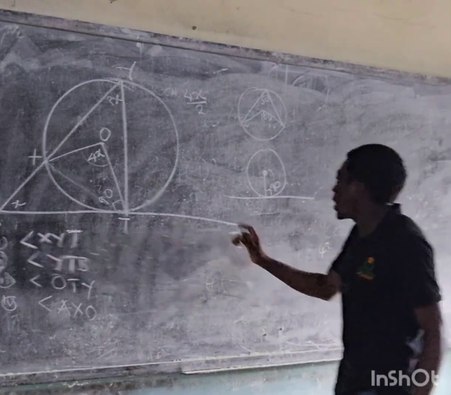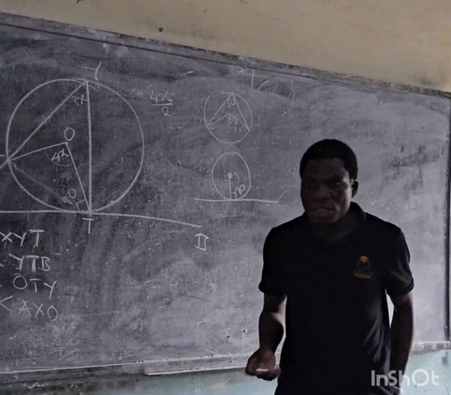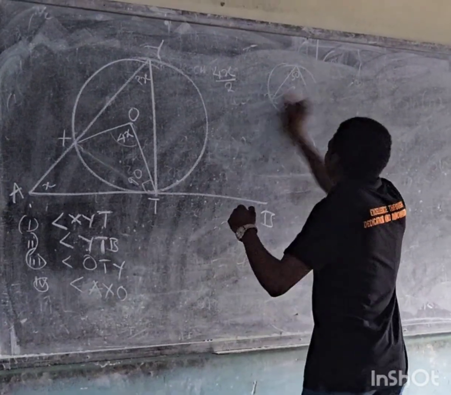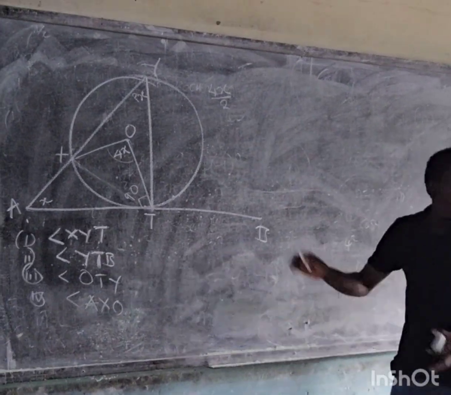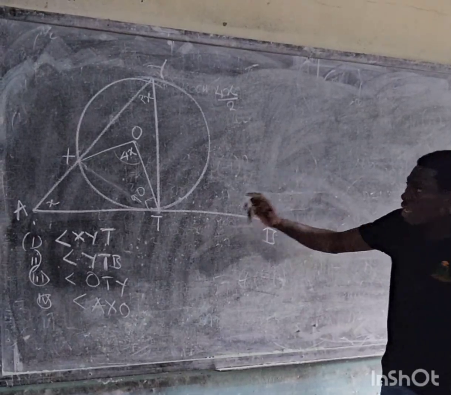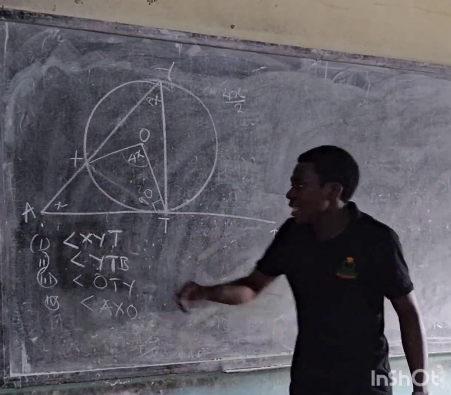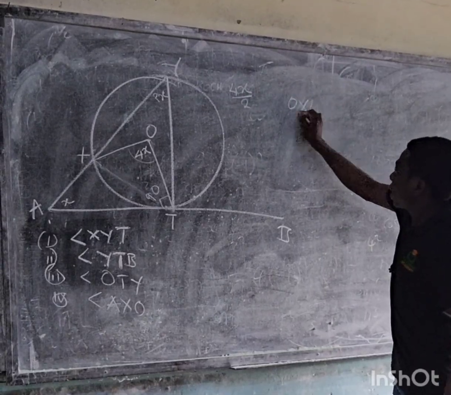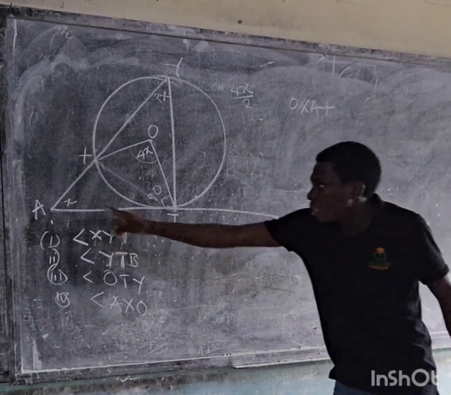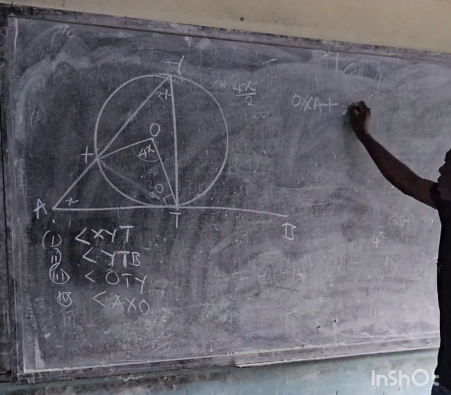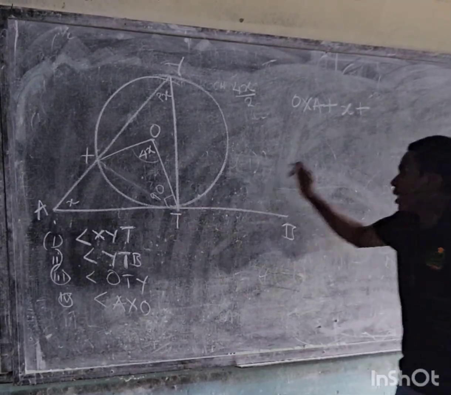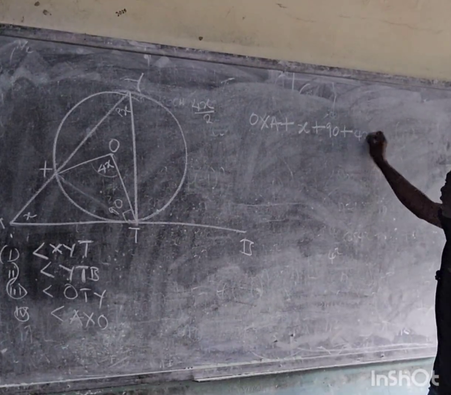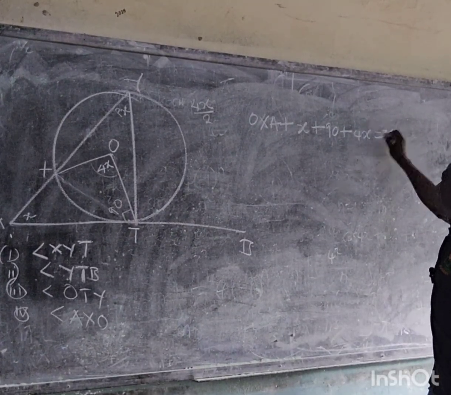So you come here to say, so let me just get my duster here. You should always show your solving. So you say, I'm getting angle OXA. So you can say OXA plus x, then plus 90, plus 4x, we should get 360 like that.